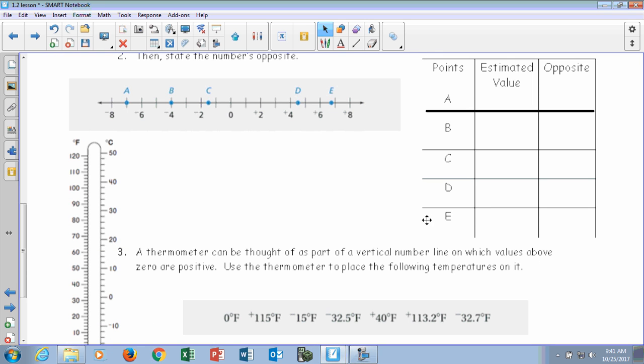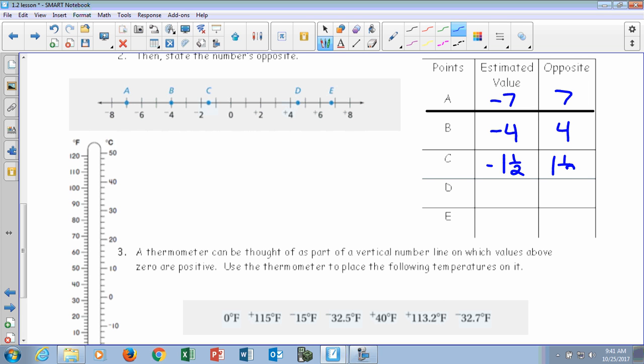So, what's the value of A? What'd you write for the estimated value? What'd you figure it to be? -7, right? So what's the opposite of -7? 7. What about B? -4. Its opposite? Good. What about C? -1.5. Good. And its opposite is? 1.5. Not half. D was 4.5. No, not negative. And its opposite is? -4.5.